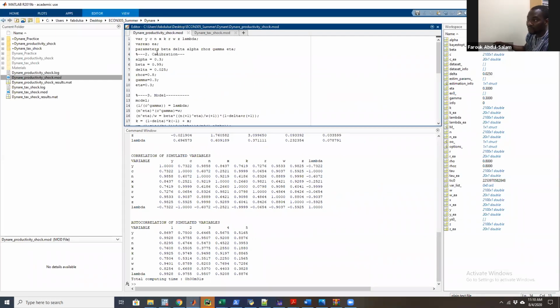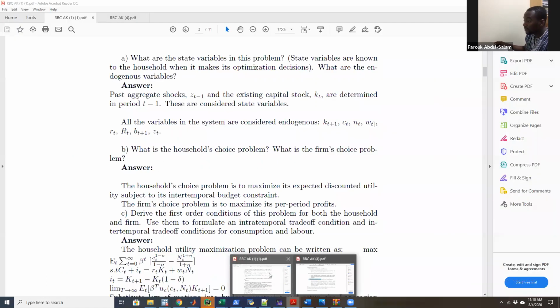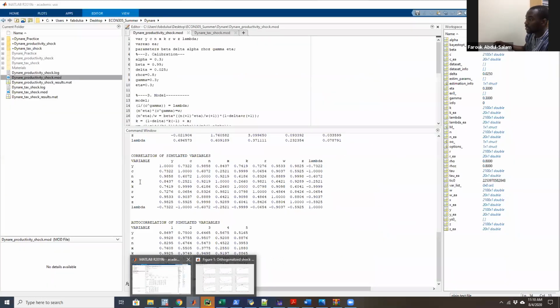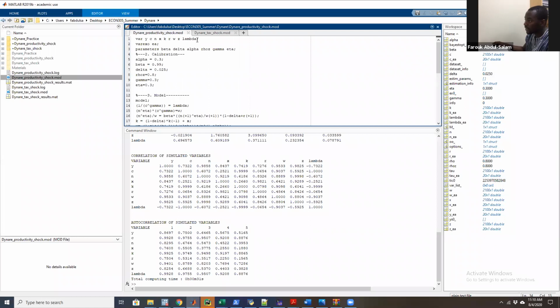So Dynare is made up of, I believe, 4 or 5 settings. The very first one is you define what your variables are. So here, because we already know our variables in terms of our endogenous variables, we will just come in and state them. So we have K, we have C, we have N, we have W, we have R, and whatnot. So here, we state these guys.